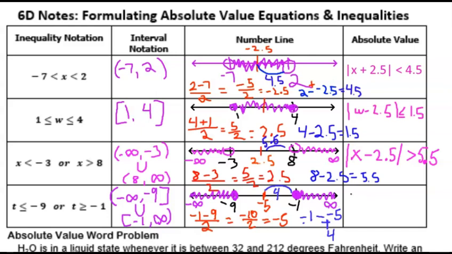Now we can write our absolute value inequality. The absolute value of t plus 5 is greater than or equal to our distance, 4.